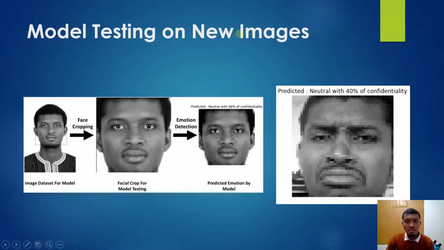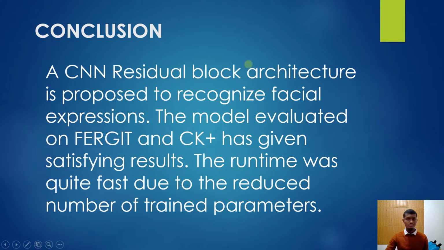We also tested our model on some new images. As you can see, the process is first to crop the image and then use the model to detect the emotion, and the first one gave neutral with 86% confidence. But because of misclassification by our model, some images were not predicted well, such as this one that is predicted as neutral, whereas as you can see, this picture is a disgust picture.